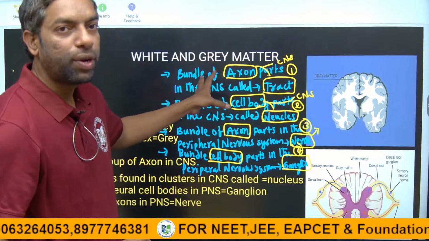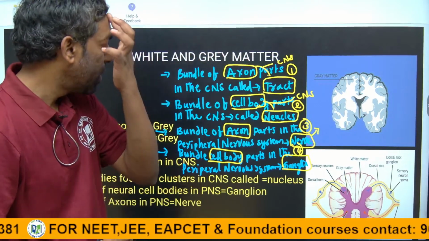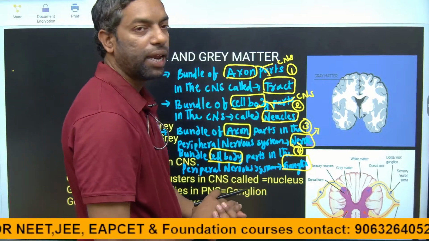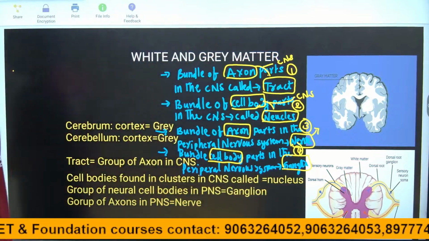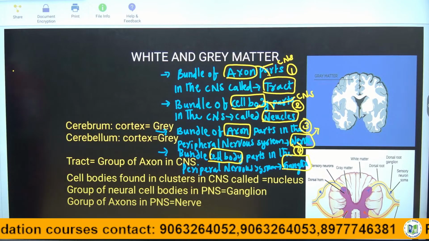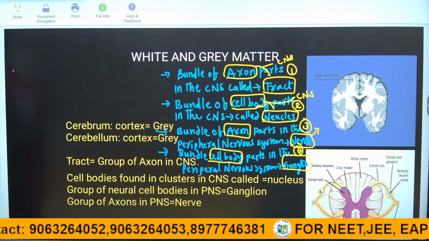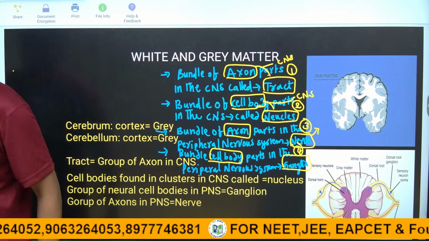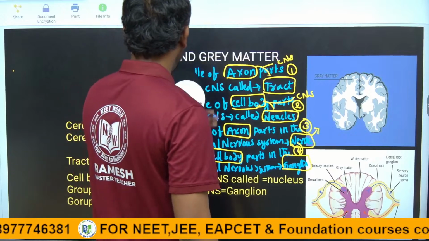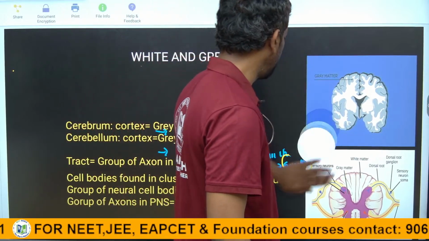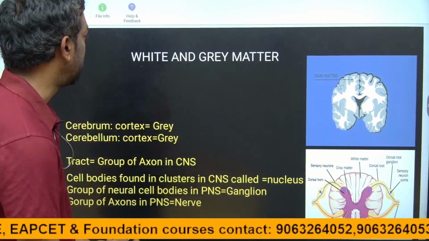These are the neurons combined together to form these names. Next, we are going to look at what is gray matter and what is white matter. Up to here, is it clear? I hope you are clear.